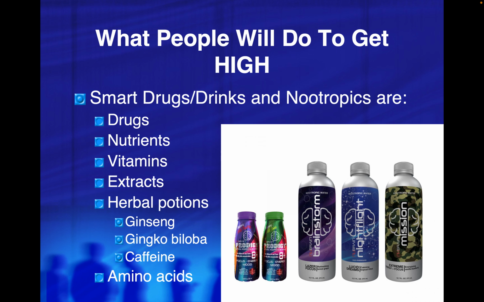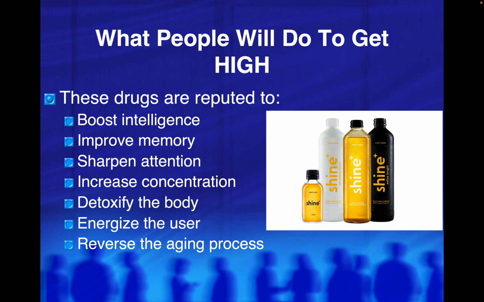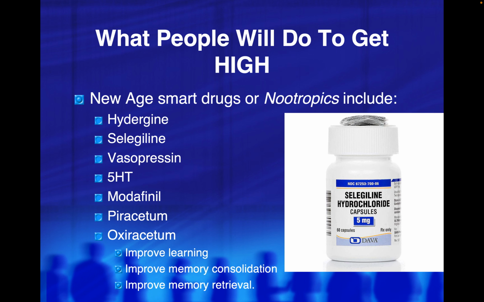Smart drugs, drinks, and nootropics are drugs, nutrients, vitamins, extracts, herbal potions such as ginseng, ginkgo biloba, and caffeine, and amino acids. These drugs are reputed to boost intelligence, improve memory, sharpen attention, increase concentration, detoxify the body, energize the user, and reverse the aging process. New age smart drugs, or nootropics, include hydergine, selegiline, vasopressin, 5-HT, which is short for serotonin, modafinil, piracetam, and oxiracetam. They theoretically improve your learning, memory consolidation, and memory retrieval.